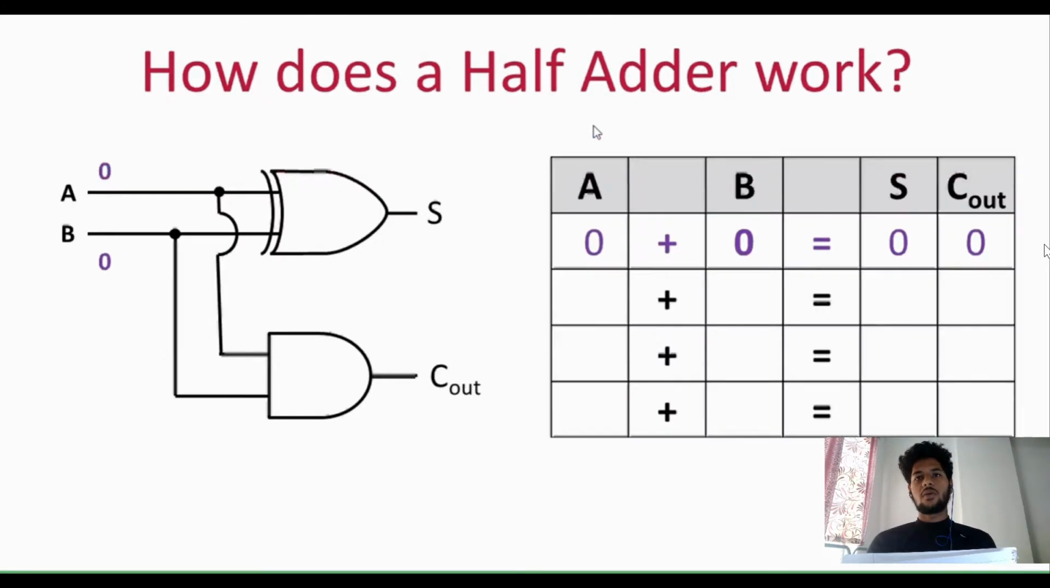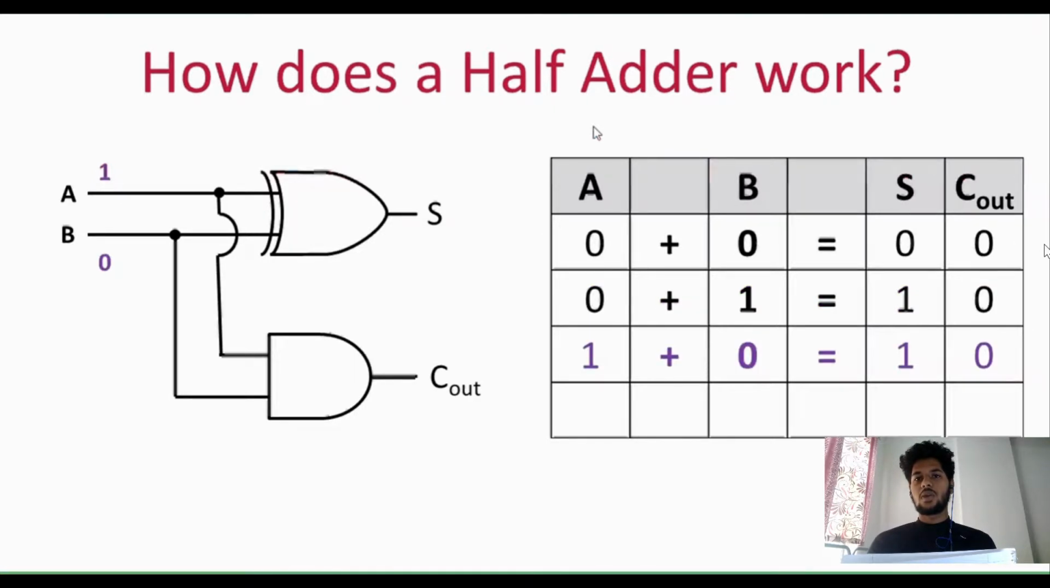How does a half adder work? As we know, A plus B equals sum, which is 0 plus 0 equals 0, and the carry, which is C out, is also equal to 0. In the other case, when A is equal to 0 and B is equal to 1, then the sum is 1 and the carry still remains 0.